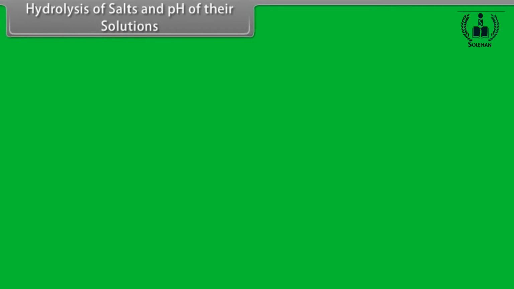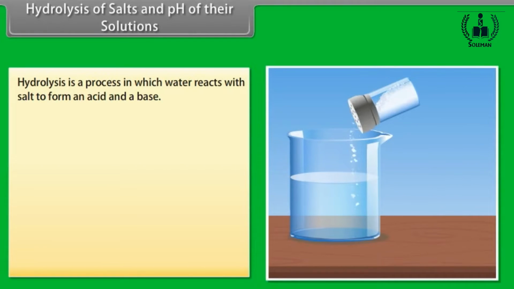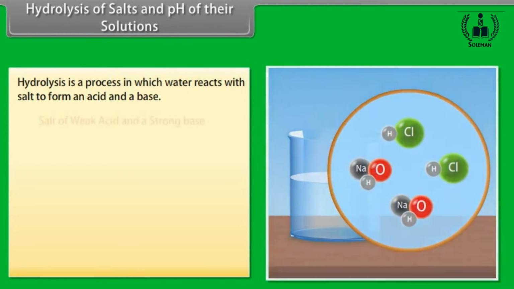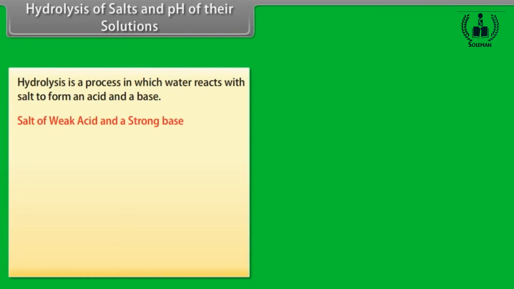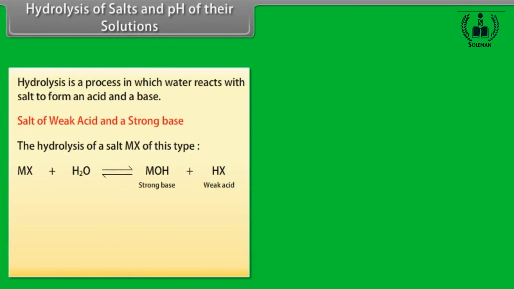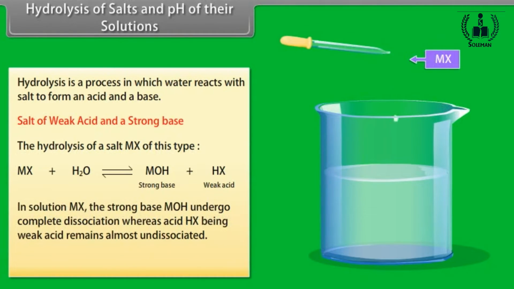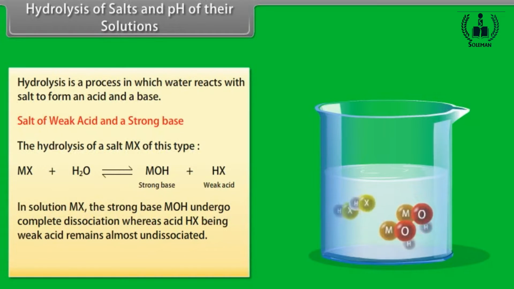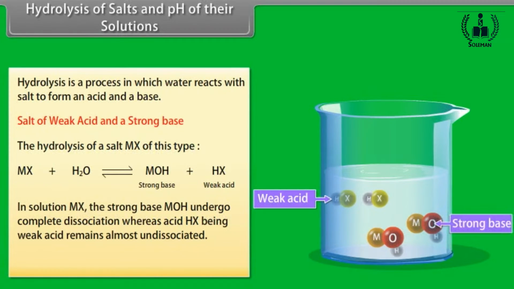Hydrolysis of salts and pH of their solutions. Hydrolysis is a process in which water reacts with a salt to form an acid and a base. Salt of a weak acid and a strong base. Consider the hydrolysis of a salt MX of this type. In solution, the strong base MOH undergoes complete dissociation, whereas acid HX, being a weak acid, remains almost undissociated. The pH of a solution of this type is more than 7.